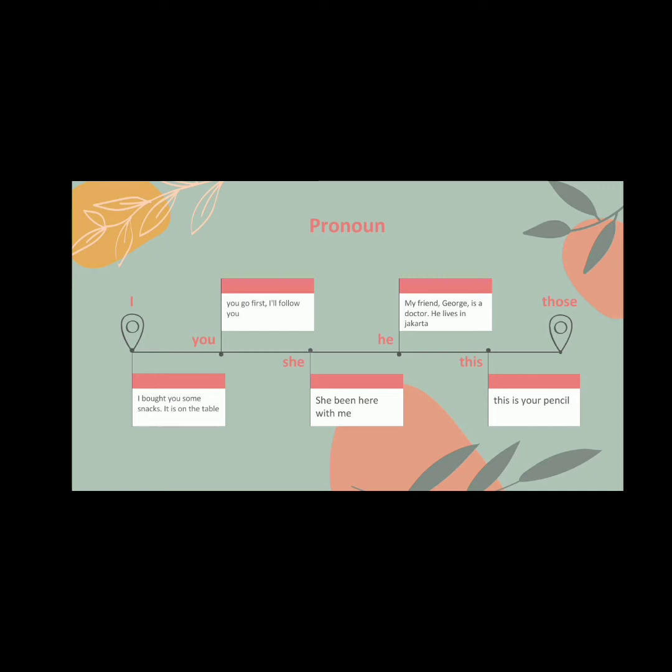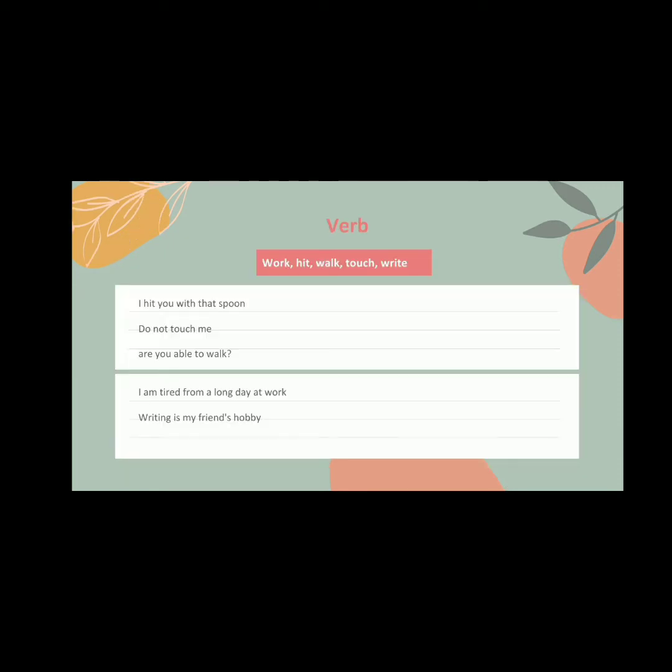Then the second example is: my friend George is a doctor. He lives in Jakarta. He replaces the word George, and he also replaces the words my friend and the word doctor.